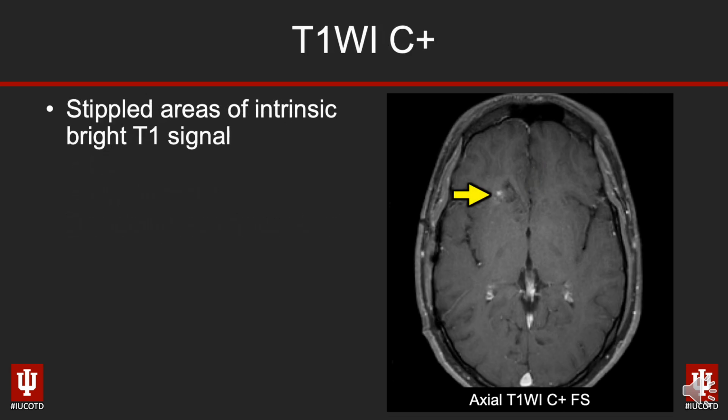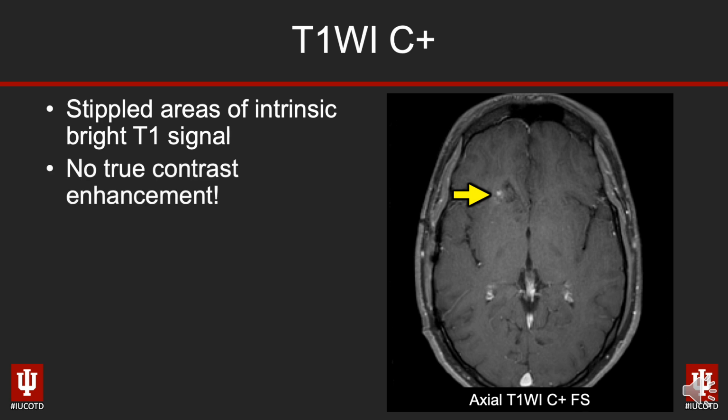So whenever we're dealing with something that may be a mass, it's always wise to give contrast, assuming the patient's renal function and allergy status will allow for it. But what we'll see pretty apparently on here is we have no enhancement. The area where the arrow tip is pointing to was intrinsically T1 bright. So there's some stippled bright T1 signal intensity foci, but no true contrast enhancement.